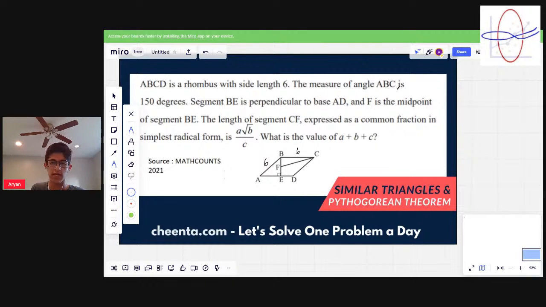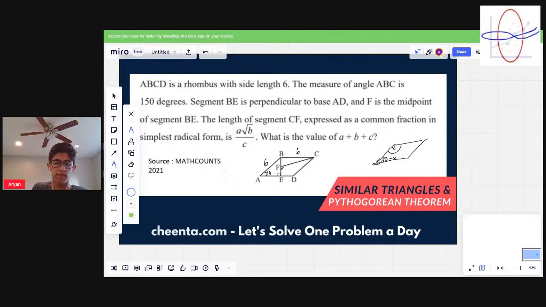Now next, they tell us the measure of the angle ABC is 150. In any general rhombus, if this angle is x, then the angle adjacent to it is always 180 minus x. So if ABC is 150, that means angle BAD is going to be 180 minus 150, which is just 30. So you have 30 there.